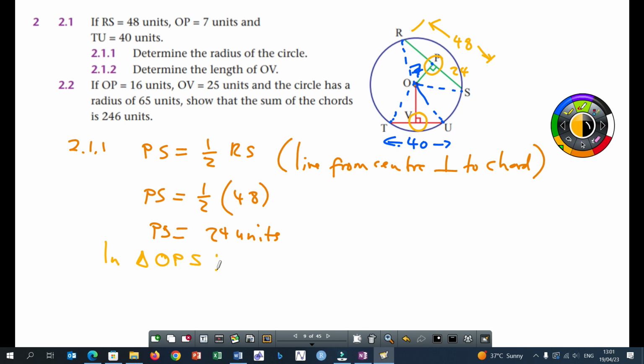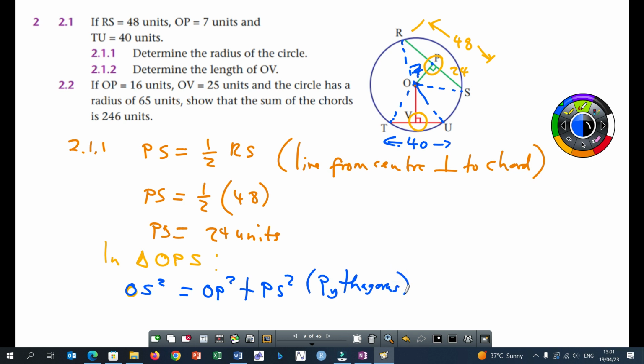So in triangle OPS, it's important again to specify the triangle that you are dealing with, so that it can be easier for me if I'm marking your work, or someone else if they are marking your work. Identify the triangle, so that it's very clear, because someone might use a different triangle. Please be aware that this is not the only triangle that you can use to get the answer. You can also use OPR as well. That would be your choice. So here I'm going to say OS squared is equal to OP squared plus PS squared. You see, it's Pythagoras.